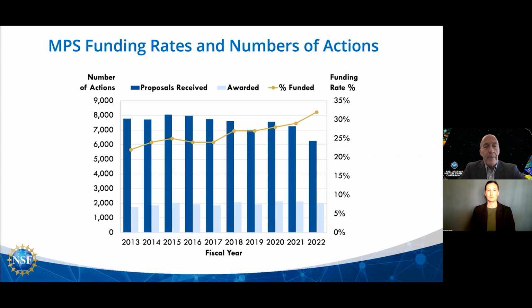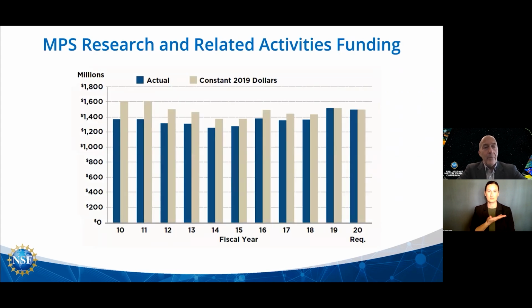All right. Here's another slide. The last one was funding rates. This is about actual dollars. The blue line is the actual amount of awards made by MPS starting from 2010 going to 2020. You can see it's roughly constant. It was slightly below 1.4 billion in 2010 and slightly above 1.4 billion in 2020. So it really hasn't changed that much. And the silver color, it's hard to say what color that is, is if you do it by constant 2019 dollars.